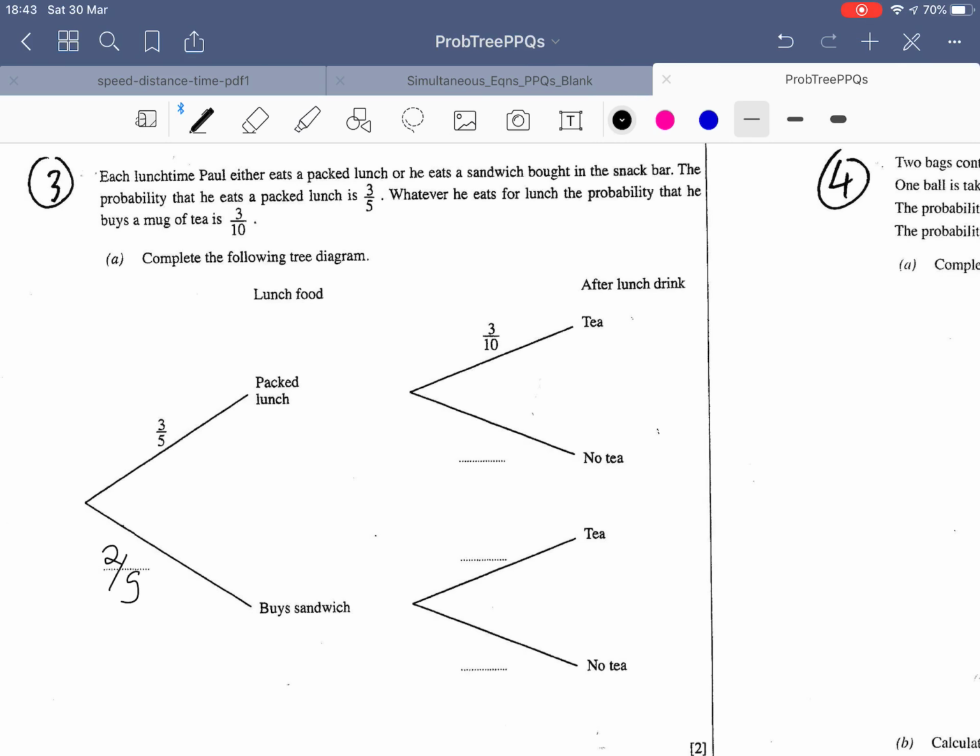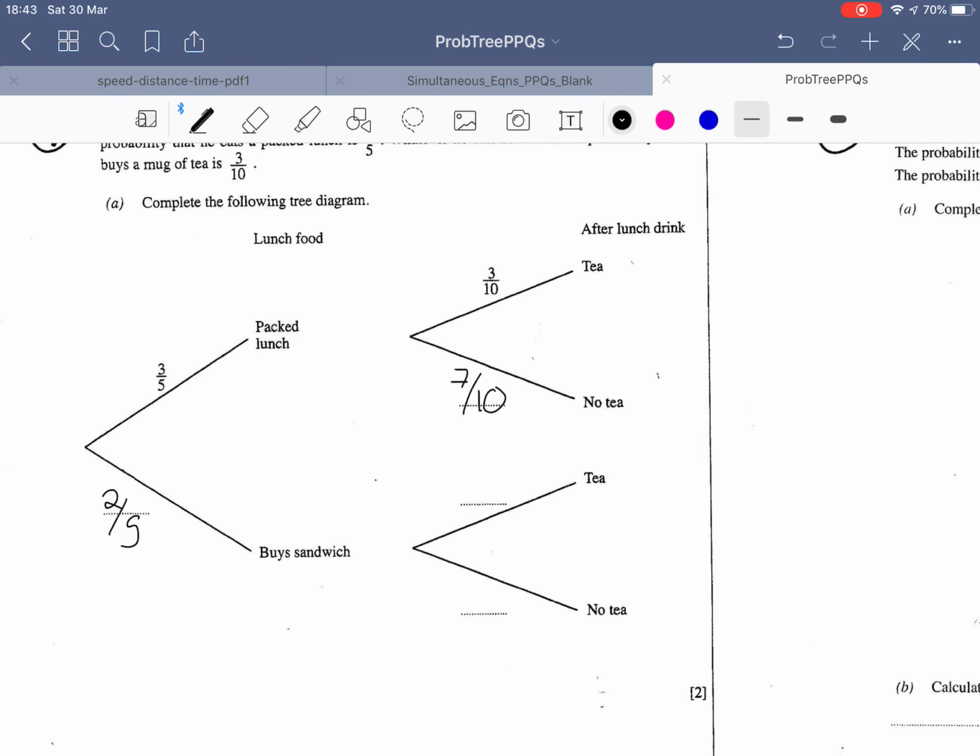After his lunch, so after his lunch drink, he has a tea, is 3/10, so not tea is going to be 7/10. So 3 and 7 make 10, so that's how they add up to 1. So tea stays the same because it's independent, and 7/10 stays the same because it's independent. We've got our 2 marks for filling in our tree diagram.